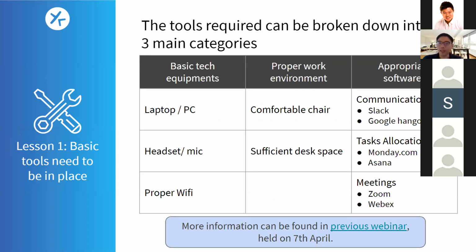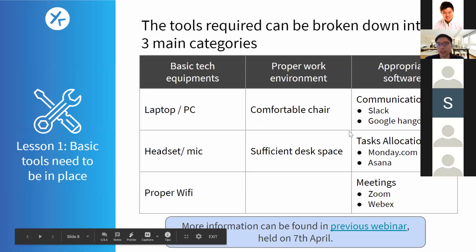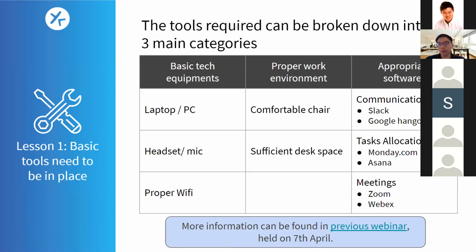Of that, the headset and maybe a proper webcam is the one thing that some people may not already have. On the right-hand side, the kind of applications and so on, yes, you can use Slack. We use Google Chat. We use Monday.com, which I'll show you a bit later. And we use Zoom for our calls. We found that call quality is a little bit better.